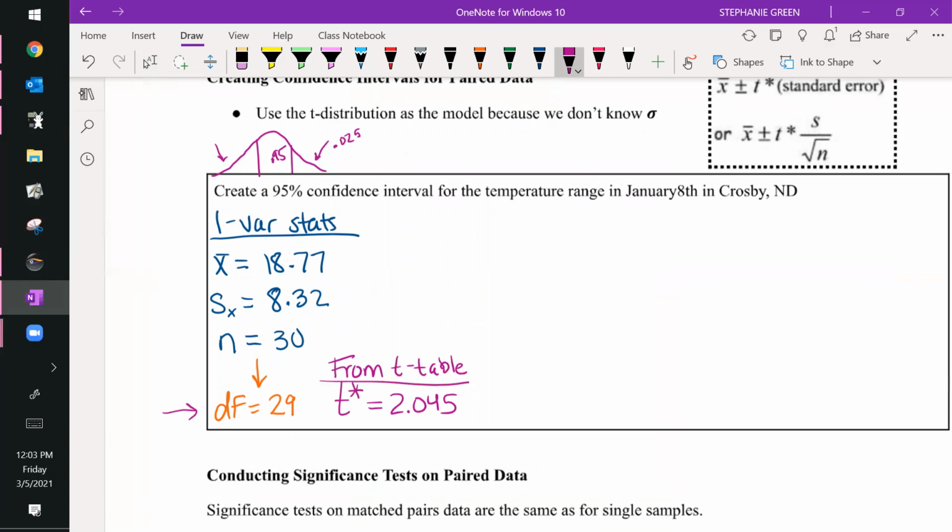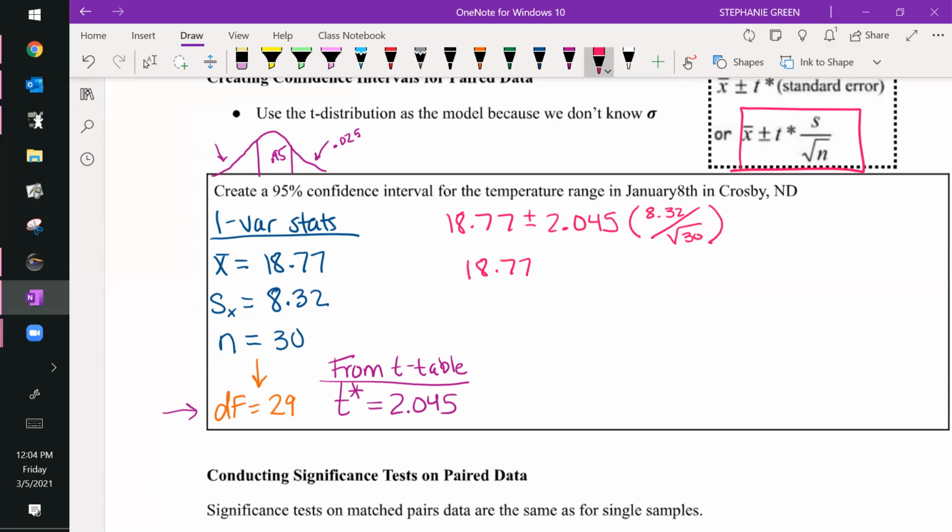All right, now we have everything that we need to calculate our confidence interval. So we'll go ahead and do it using this equation right here. I'll write X bar in. X bar is 18.77 plus or minus T star, which is 2.045 times S, 8.32, divided by the square root of n, which is 30. Okay. And at this point, I just get out my calculator and start punching in numbers.